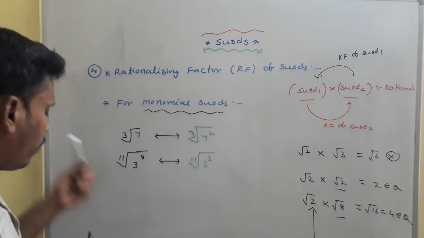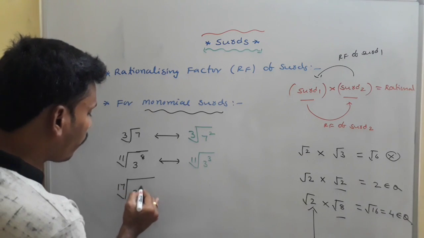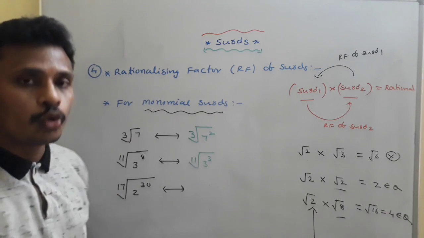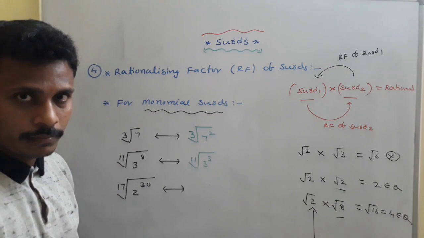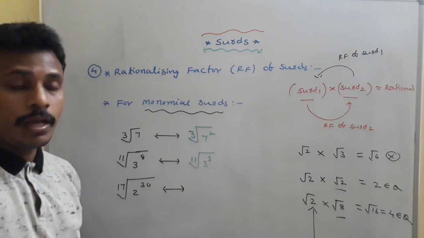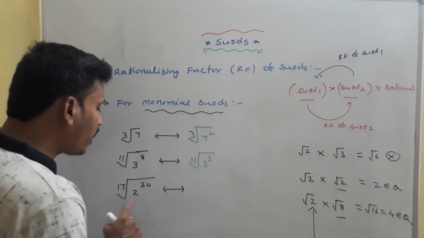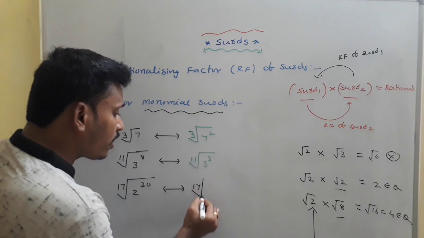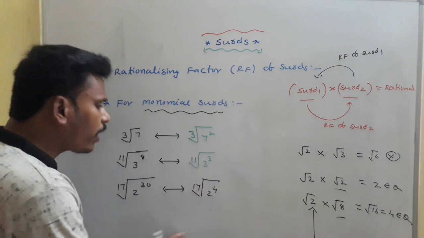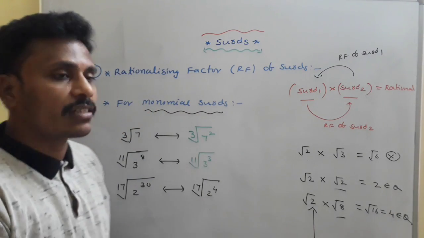And for example, I have another number, the 17th root of 2 power 30. Since it is the 17th root, to get a rational number as a result, we need to multiply 2 power 30 with 2 power 4, because 30 plus 4, 34, is a multiple of 17, right? And that's why for the 17th root of 2 power 30, its rationalizing factor is the 17th root of 2 power 4. You just multiply these two. If you multiply these two, the product will become the 17th root of 2 power 34, and the result is a rational number.